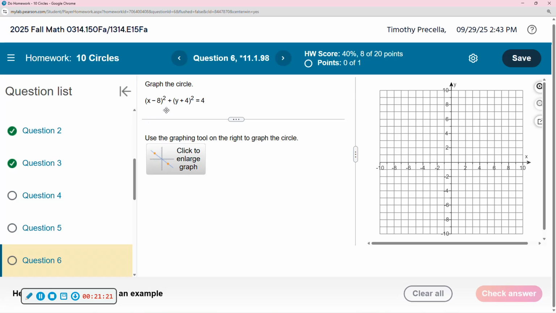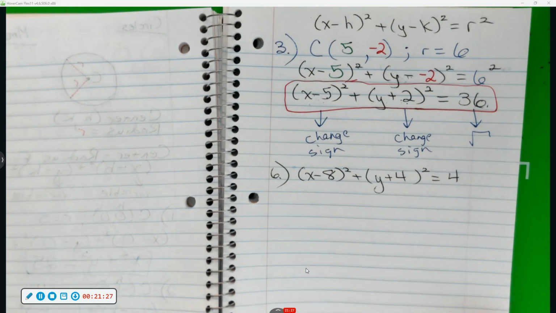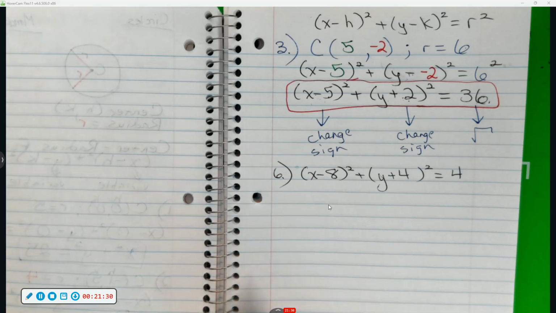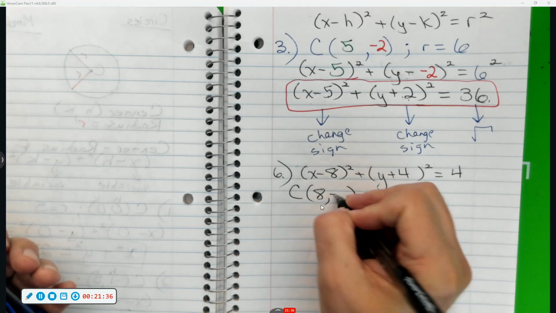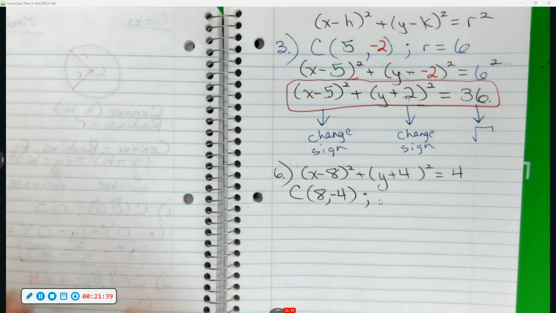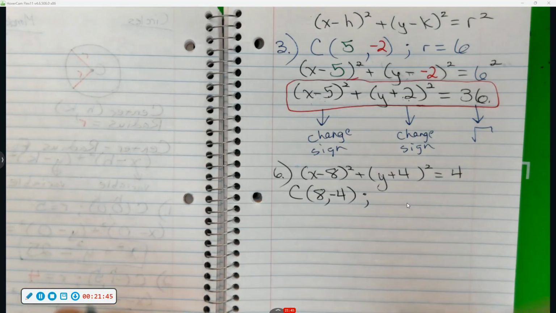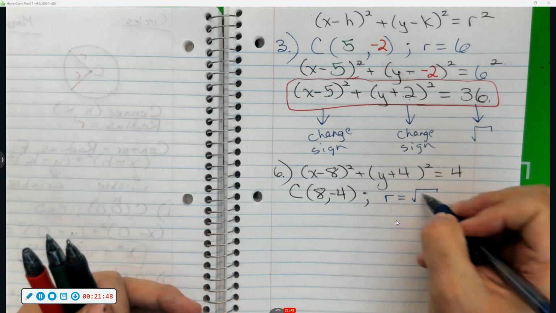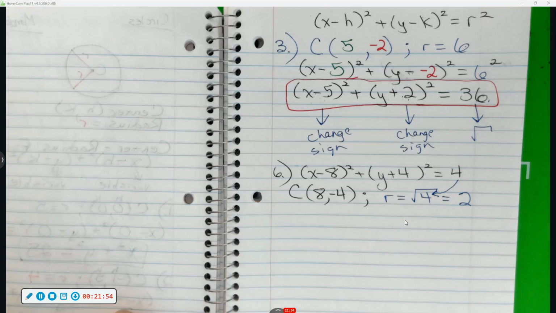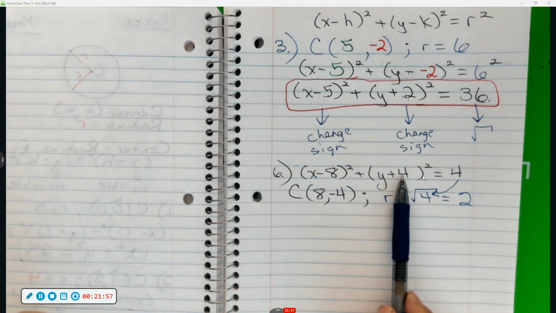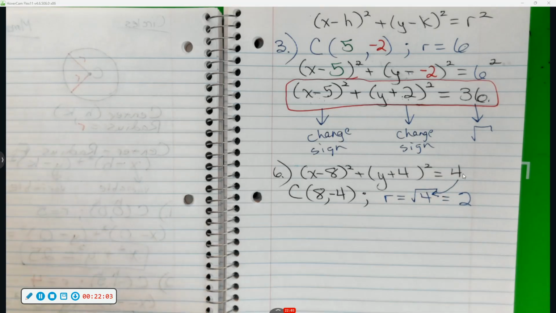Switch to my paper. What's the center of this circle? Okay, change sign. So the center of the circle is +8 and -4. What's the radius of this circle? 2. Okay, you take the square root of 4. The radius is equal to the square root of 4, which is 2. This is the 4 that you're using to find that radius, not the 4 in that second set of parentheses. It's that number there that you take the square root of to get the radius.